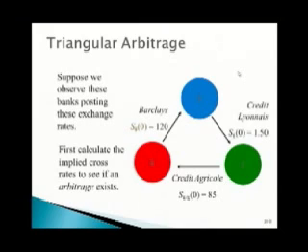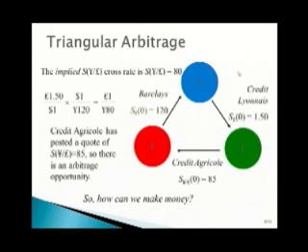First, we can calculate the implied cross rates to see if an arbitrage exists. The rate between pounds and yen implied, if we go from 1.5 dollars per pound to $1 for 120 yen, implies that we can get 1 pound for 80 yen. Now Credit Agricole is willing to sell us a pound for 85. So there does appear to be an arbitrage opportunity, and the question is, how can we make money?